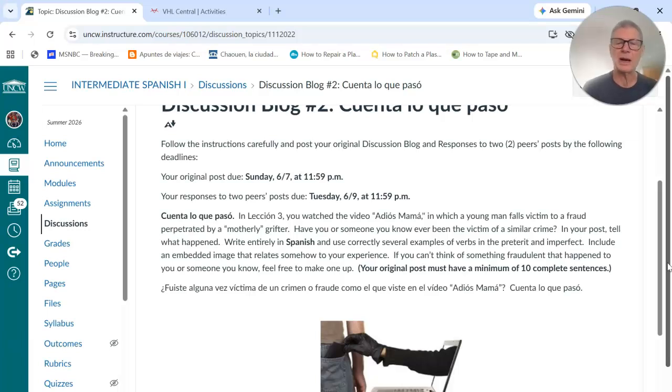So, in your post, tell what happened to you. Write entirely in Spanish and use correctly several examples of verbs in the preterite and imperfect. That's what we're going for, right? You want to use the past tense. Include an embedded image, like you did before with the first discussion blog, that relates somehow to your experience. If you can't think of something fraudulent or when you were a victim, something that happened to you, or someone that you know, just feel free to make one up. It doesn't matter. Make sure you tell a good story though, right? And your original post must have a minimum of 10 complete sentences in Spanish.